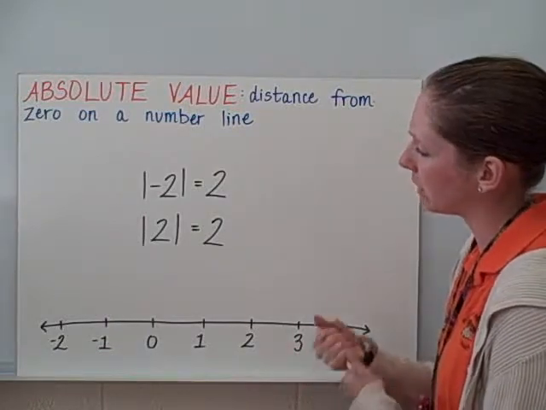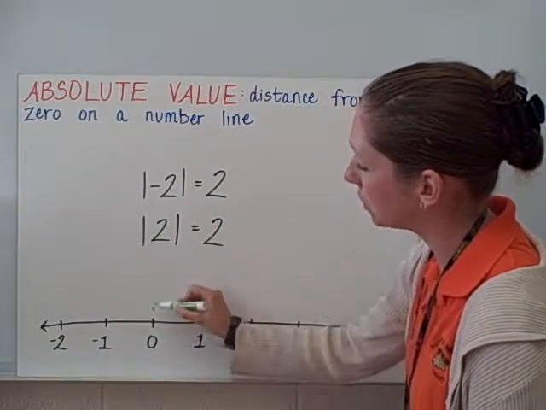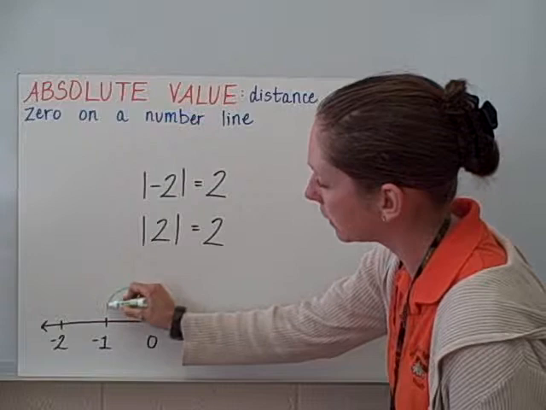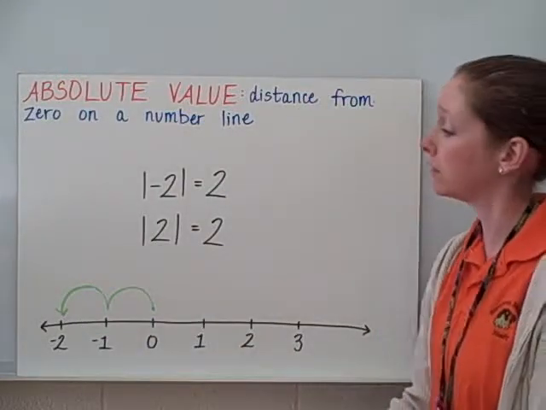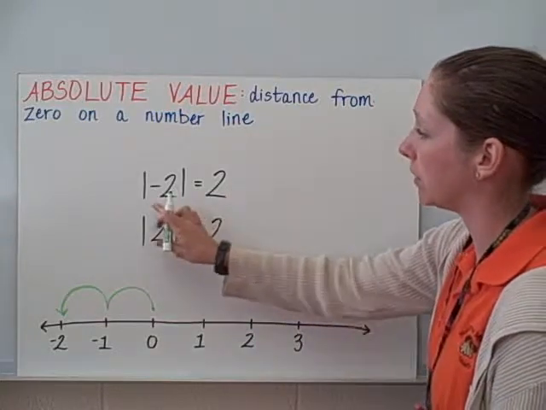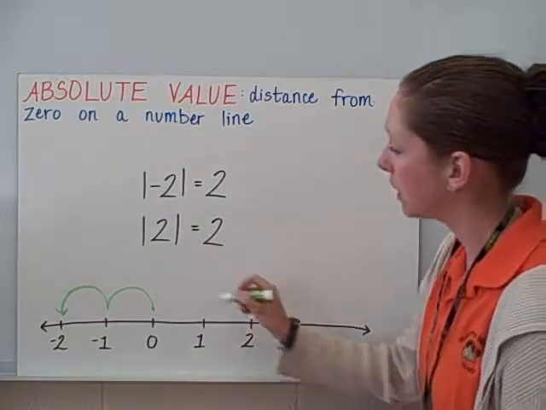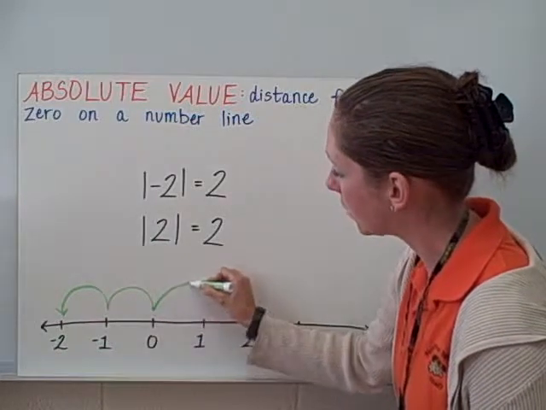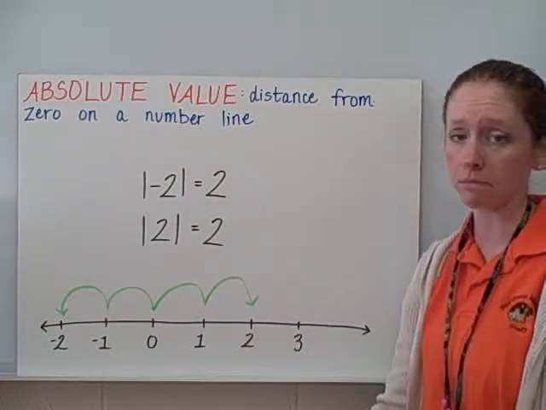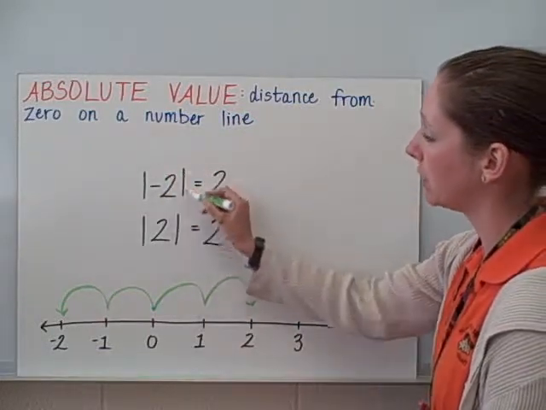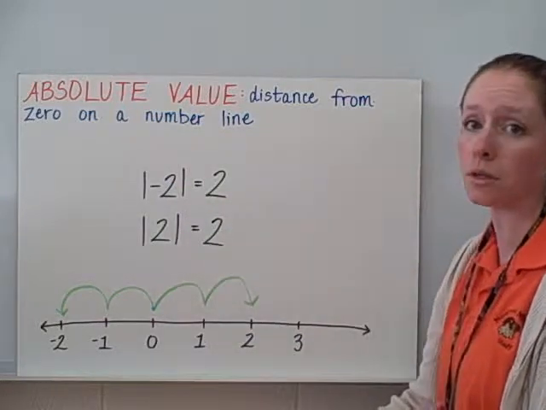Well, look at this number line. If I'm going from 0 to -2, I have to take 2 hops. Doesn't matter which direction I'm going, it's the distance from the 0. So the absolute value of -2 is 2. Absolute value of +2 is also 2. So it's the distance, how many hops I have to go from 0 to that number. So notice absolute value of -2 is the same as the absolute value of +2.